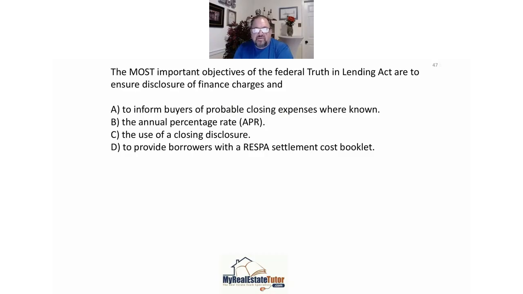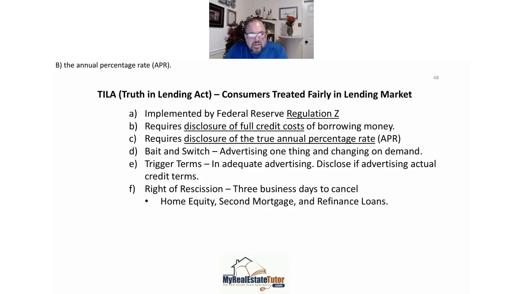All right, the most important objectives of the Federal Truth in Lending Act are to ensure disclosure of financial charges and what? Remember, Truth in Lending Act is a federal act, federal regulation. The short term we see in our everyday life, we usually call that TILA, T-I-L-A. And under TILA, under the federal guidelines of TILA, the really major component is that lenders must disclose finance charges and what the true annual percentage rate is, okay? All right, so what does TILA stand for? Truth in Lending Act. Remember, consumers treated fairly in the lending market. This is the federal act.